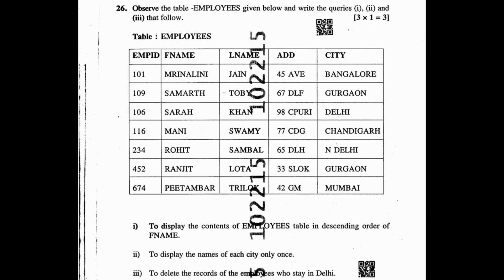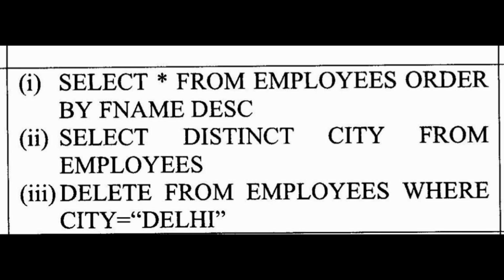Question 26. Observe the table employees given below and write the queries 1, 2 and 3 that follow. 1. To display the contents of employees table in descending order of fname. 2. To display the names of each city only once. 3. To delete the record of the employees who stay in Delhi. Answer 1. Select * from employees order by fname descending. 2. Select distinct city from employees. 3. Delete from employees where city = 'Delhi'.